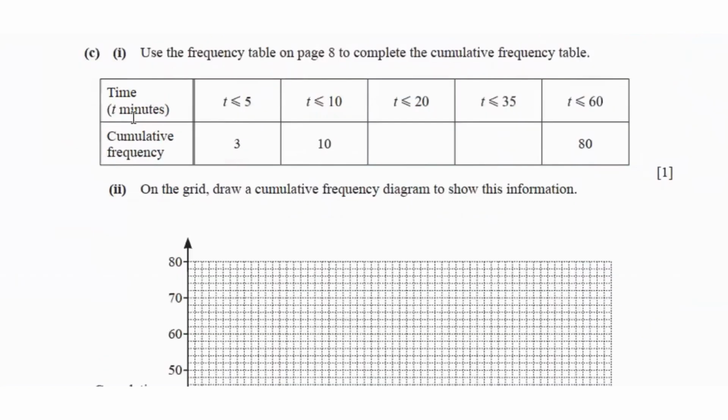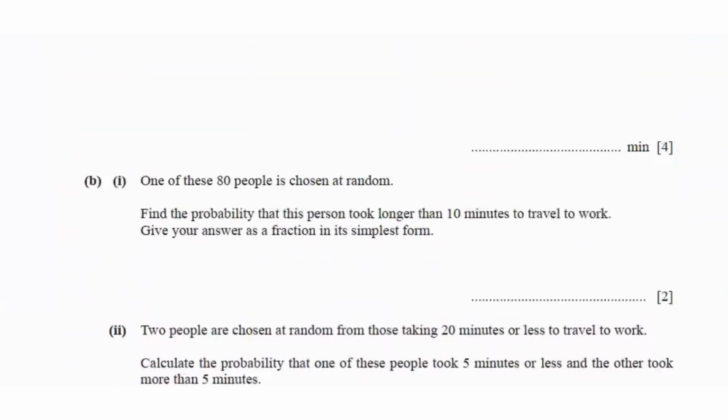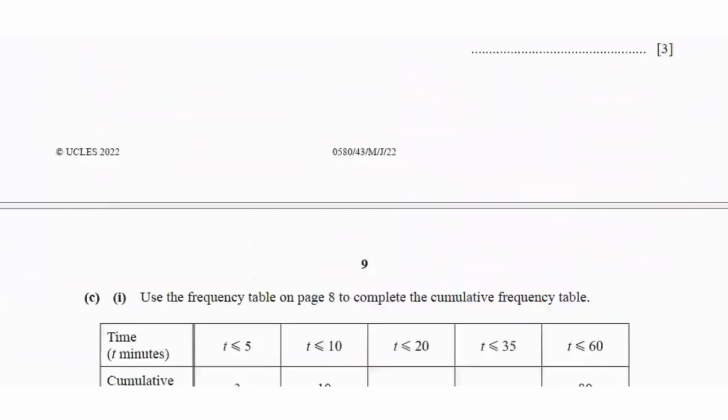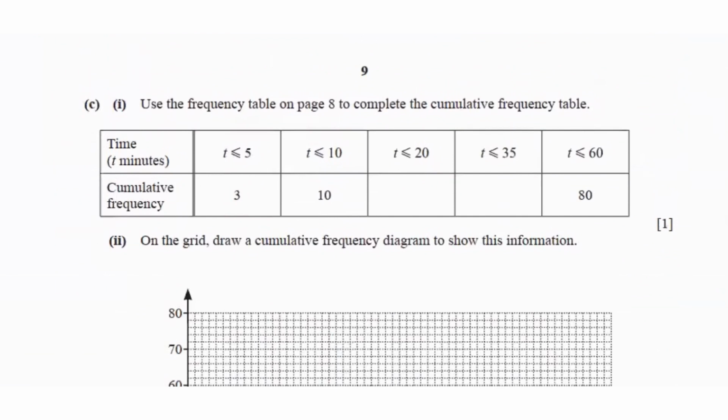Part C says using the frequency table on page 8 to complete the cumulative frequency table. So if we go to the frequencies, we have 3, 7, 18, 28, and 24. For the cumulative frequency, you keep on adding your frequencies consecutively, and then you reach your final value, which is going to be 80.